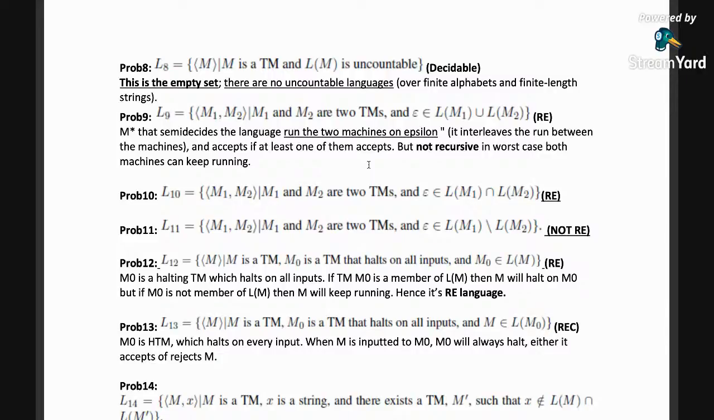L9: M1 and M2 are two Turing machines and epsilon is in L(M1) intersect L(M2). M star that semi-decides the language runs the two machines on epsilon. It interleaves the run between the machines and accepts, but not recursive.